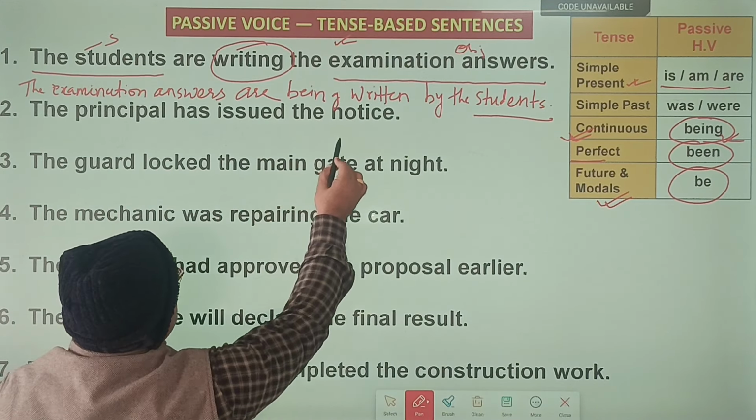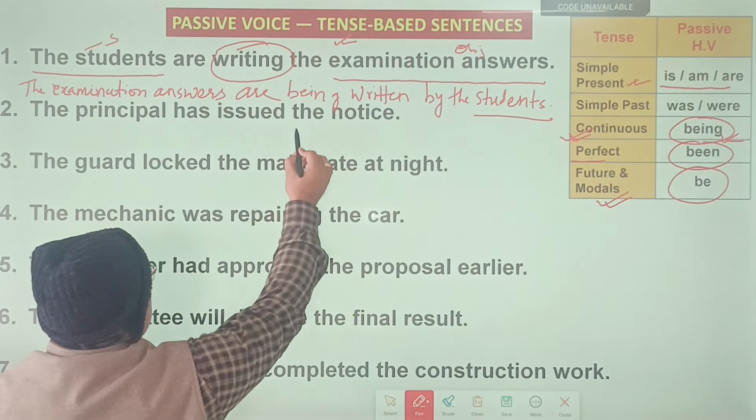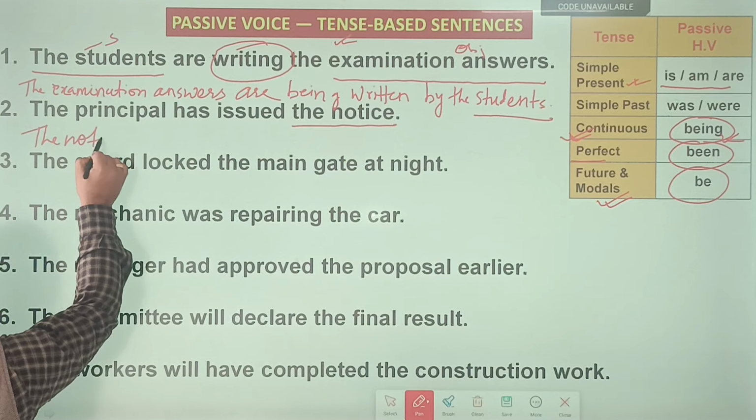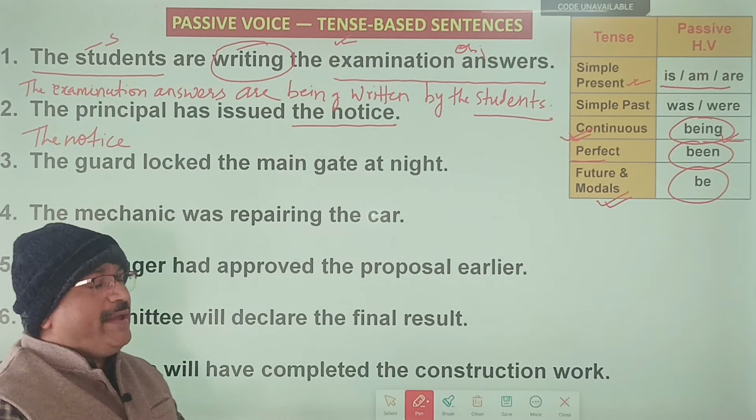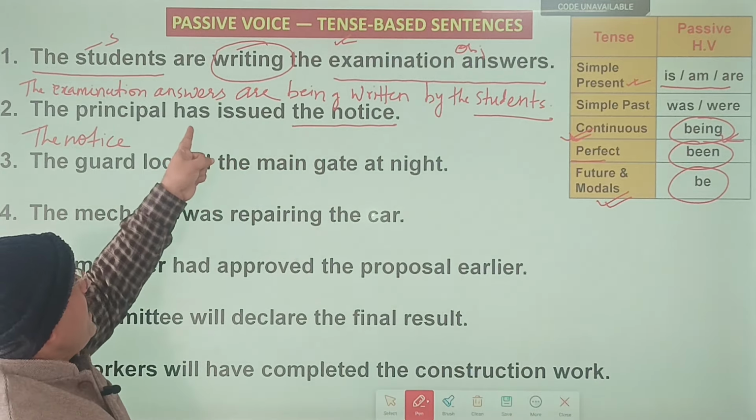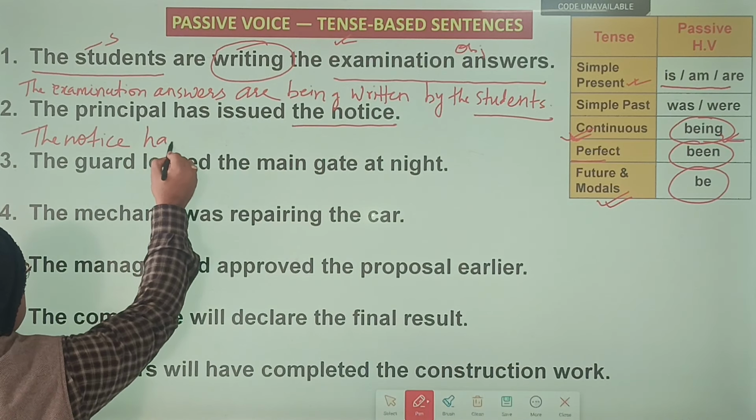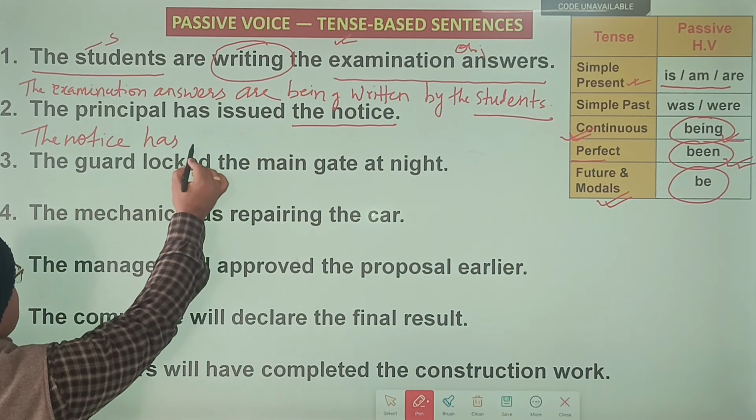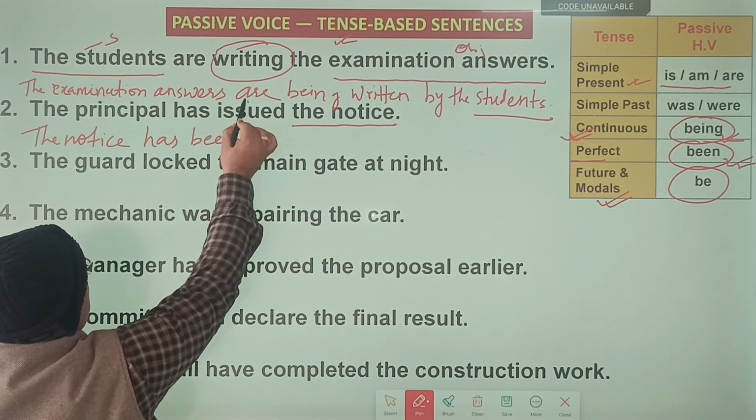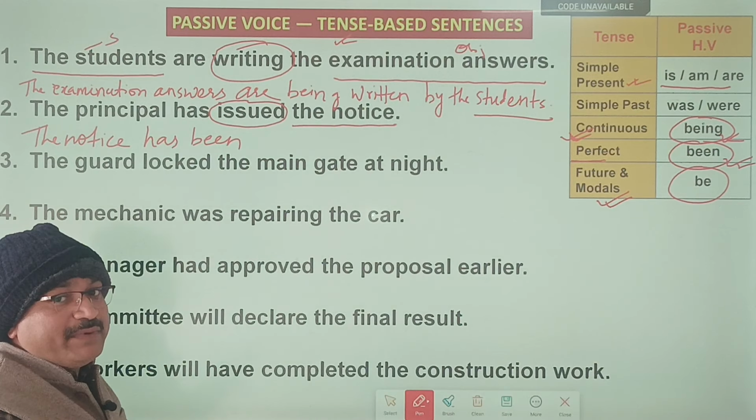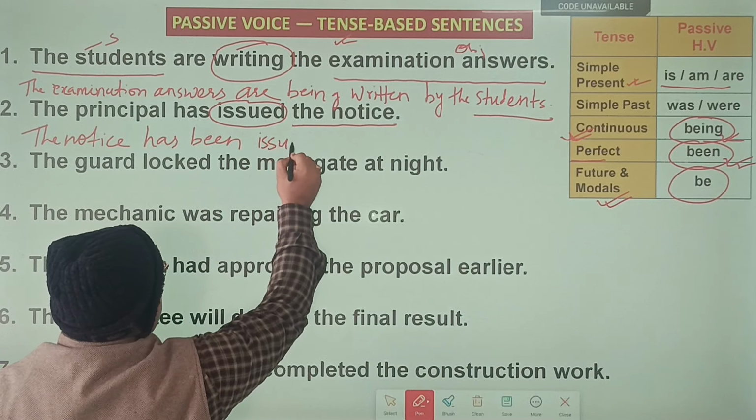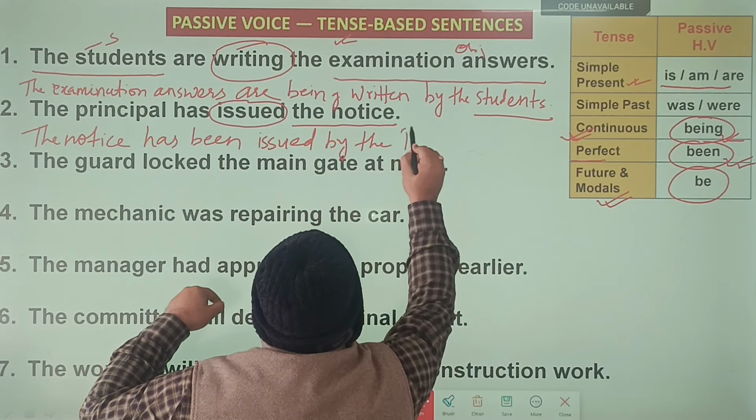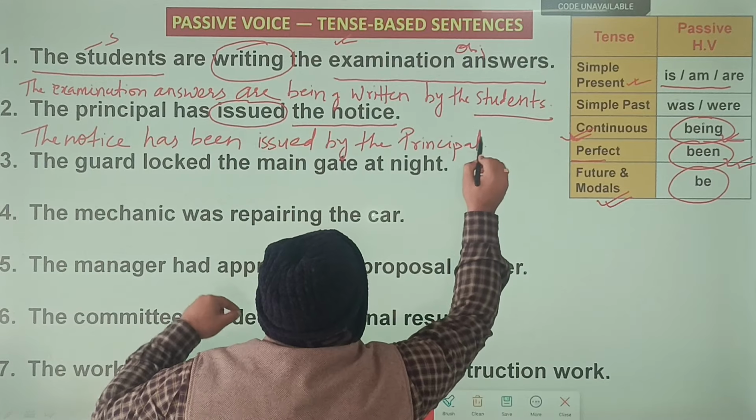The principal has issued the notice. What is the object here? The object is the notice. Let the object come at the subject's place. The notice. Very good. Then the helping verb. Which tense? Present perfect. Has or have. Notice is singular, so has. The notice has. Now see perfect tense. In perfect tense, what do we add? Been. So the notice has been. Now the main verb in what? Past participle, V3 form: has been issued. Now the subject will come at the object's place, by the principal.